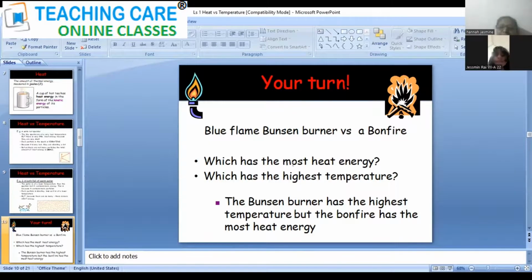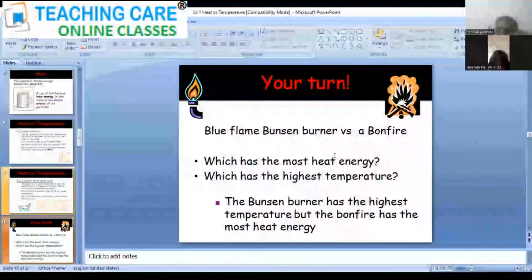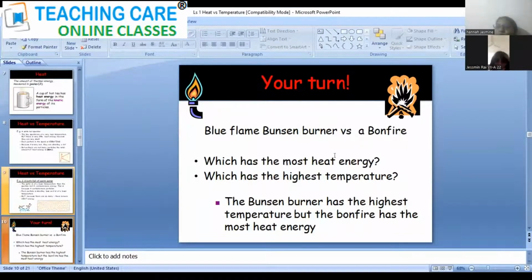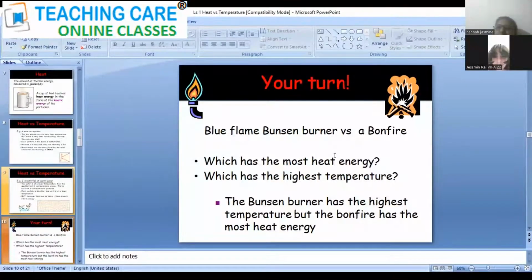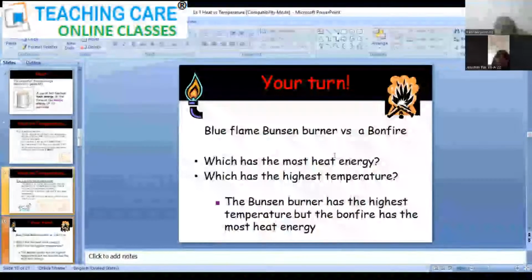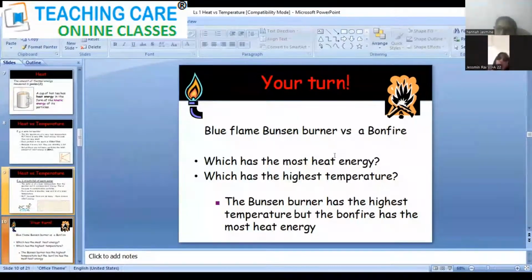Okay, so the blue flame of the Bunsen burner and the bonfire. You might not have seen a Bunsen burner. You can just consider the burner in your stove. So which one has the most heat? When you stand next to the burner or the stove, will you feel hot, or when you stand next to the bonfire, you will feel hot? Ma'am, bonfire. Yeah, so it has the most heat energy.